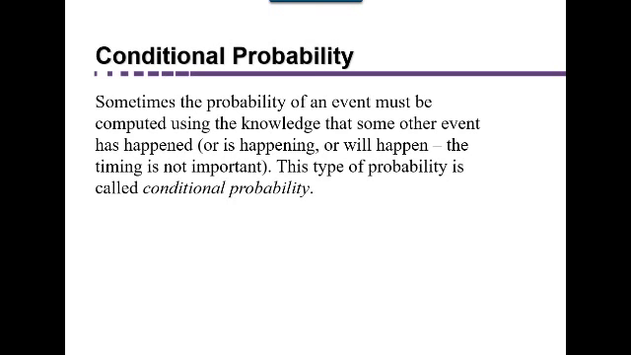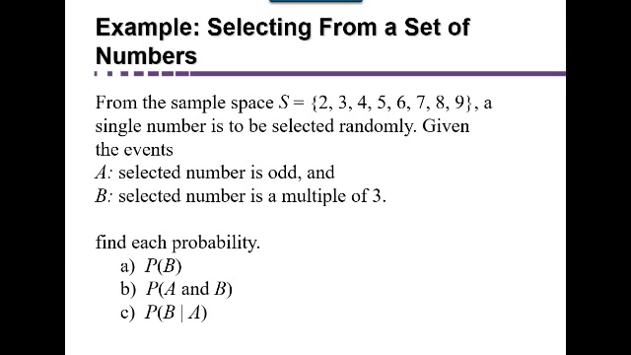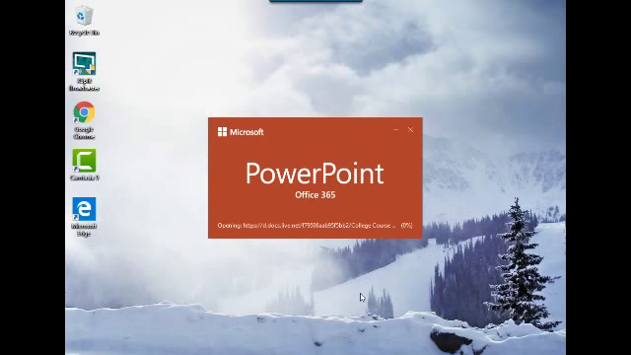Sometimes the probability of an event has to be computed using some knowledge that another event has happened or is happening or will happen. And this type of probability is called conditional probability. The probability of event B computed on the knowledge that event A has happened is called the conditional probability of B given A. Right, so we're saying what's the probability of B given that we know A has occurred, because sometimes knowing that another event has occurred changes the chances of B happening. The notation that we'll use is P, parentheses, B, and then a bar and then A. So we read that as probability of B given A.